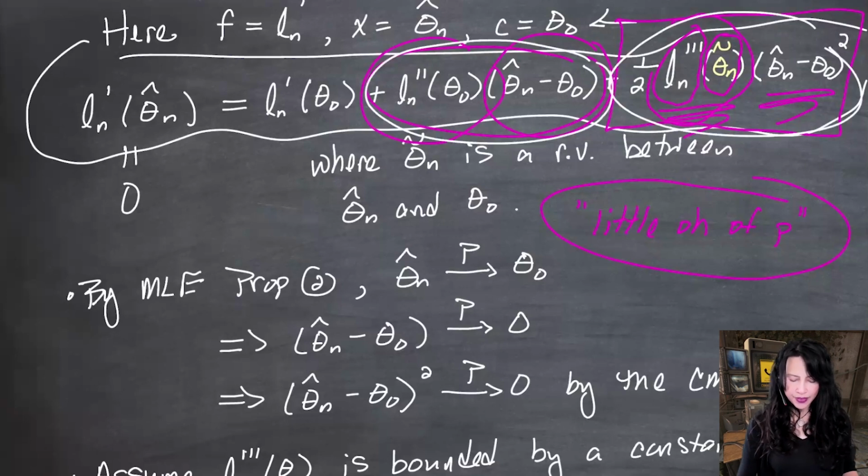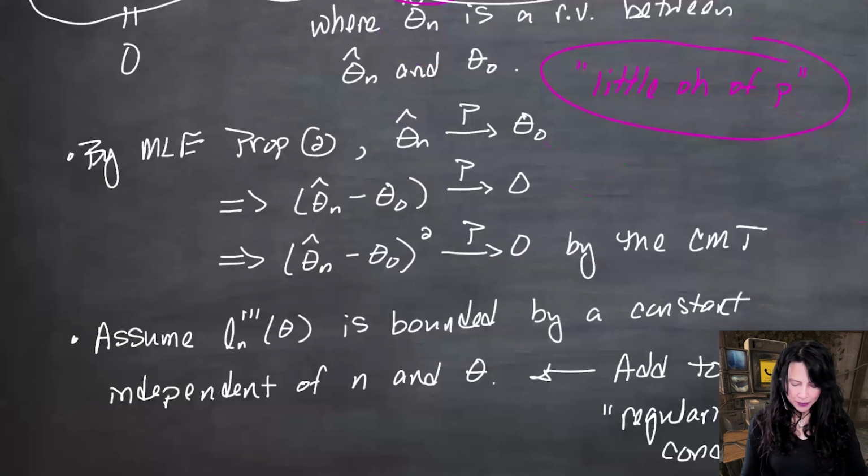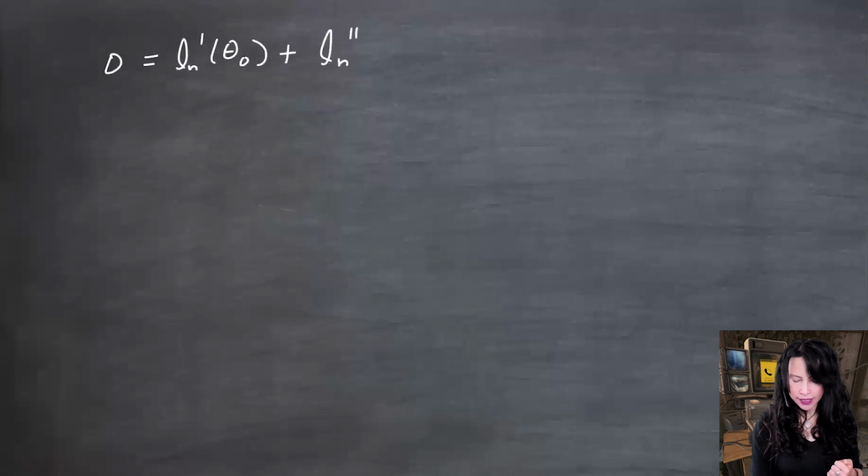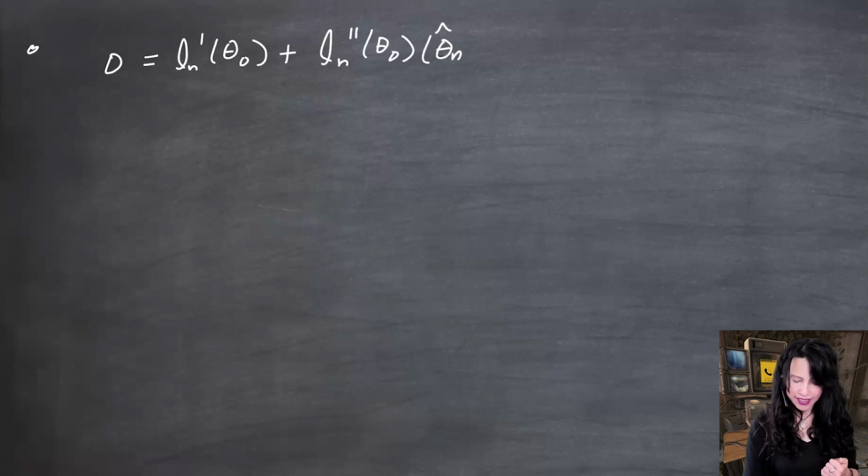So here's what I'm trying to say. On the left-hand side, we had the log likelihood derivative evaluated at the MLE, and that was 0. On the right-hand side, we had the log likelihood derivative at theta naught, plus the log likelihood second derivative at theta naught times the MLE minus theta naught, plus something negligible. Let's make this a new bullet.